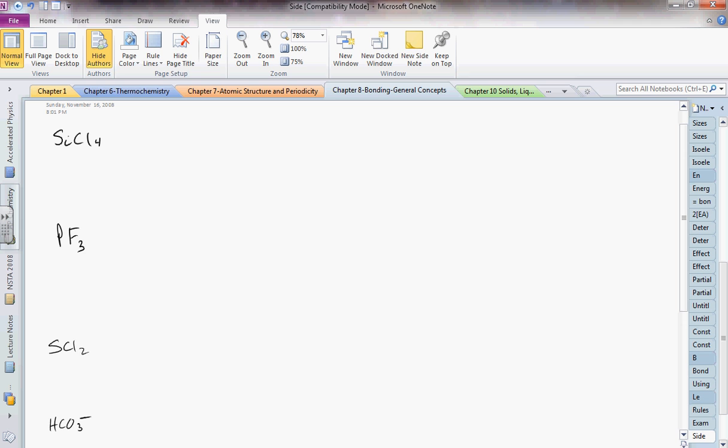Okay, so we're going to use the same method for all of these. Silicon has 4 valence electrons. Chlorine, being a halogen, has 7, and there's 4 of them all together. So that'll be 28 plus 4, so 32 valence electrons. So put our silicon in the middle, our chlorines surrounding it.